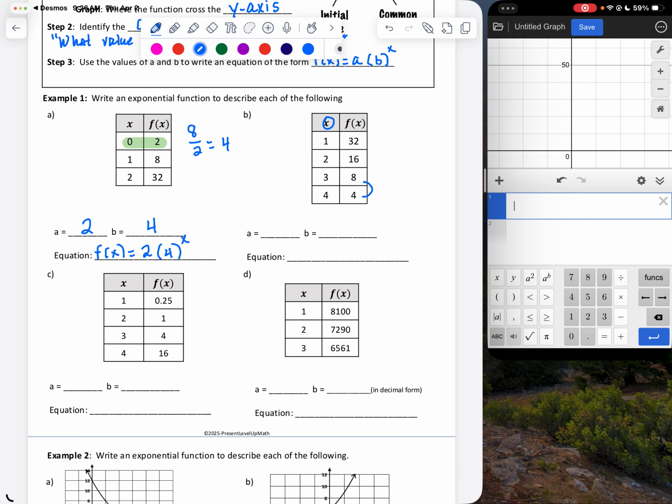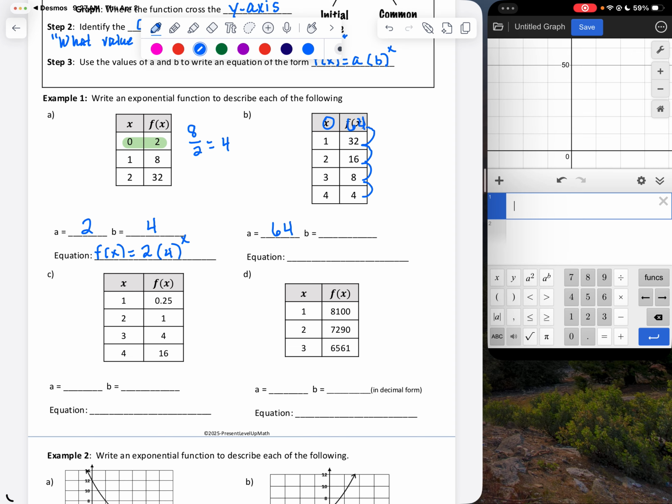So let's look what's happening here. When we go from 4 to 8, that's doubled. 8 to 16, doubled. 16 to 32, doubled. So to get this value, we know we have to double the 32, which would be 64. So our a value, our initial value, is 64.